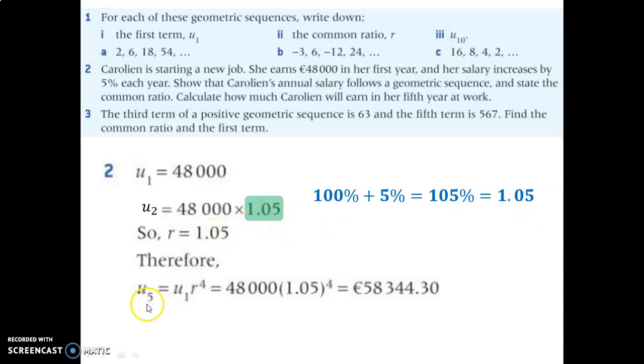So in the 5th year, you'll take your first year value, you're using the formula, the UN formula, and you multiply by R to the 4th. There's her salary. Study this carefully. This is exactly the kind of problem you should understand and be able to solve from now on.